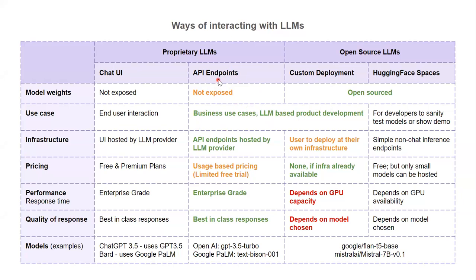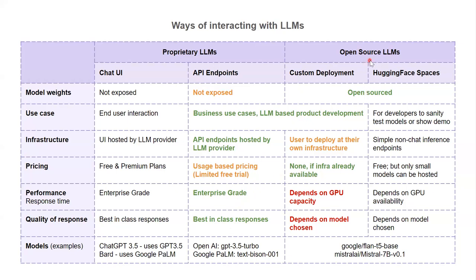The problem is, for proprietary LLMs, the model weights are not exposed, whereas for open source, we can get the model weights. The good thing about the proprietary LLMs and their endpoints is that they are hosted by the LLM provider themselves. So they manage the infrastructure and their performance is enterprise grade. And they provide best-in-class responses because their models are bigger. The problem is, it is not free. There is a limited free trial, but there are limitations on how many times you can invoke in 1 minute. So those limitations are there.